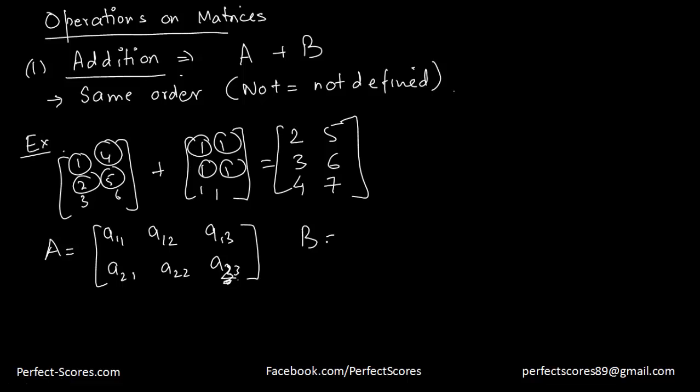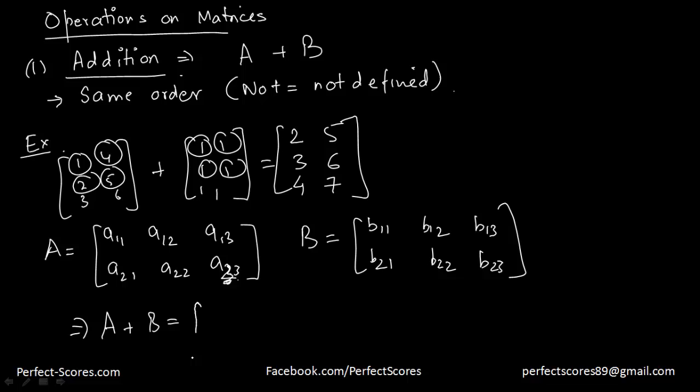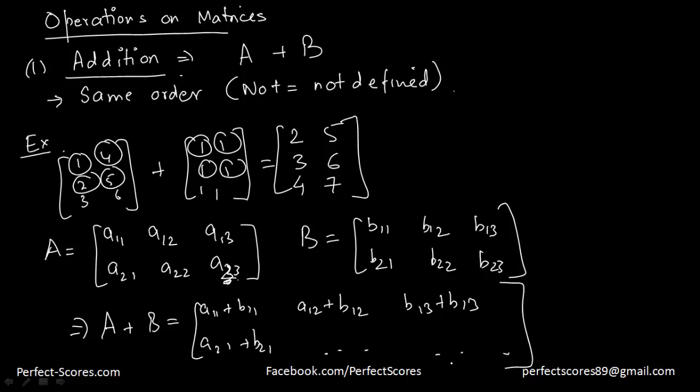And I want to add it with the B matrix, which has B11, B12, B13, and B21, B22, B23. The only way I can add them is if they are of the same order, and you can clearly see that they are. Then the A plus B matrix will be equal to A11 plus B11, A12 plus B12, A13 plus B13, A21 plus B21, and so on. So this is how your addition matrix is going to look like. So that's the first operation on matrices.